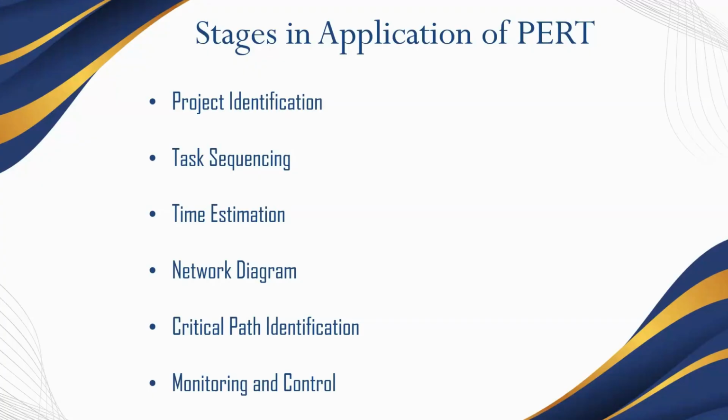Network diagram. We draw a network diagram representing the sequence of the tasks. Use nodes to represent the events and arrows to represent the tasks. The network diagram usually gives the flow of the tasks and their dependency. Calculate the expected time for each task using the formula.